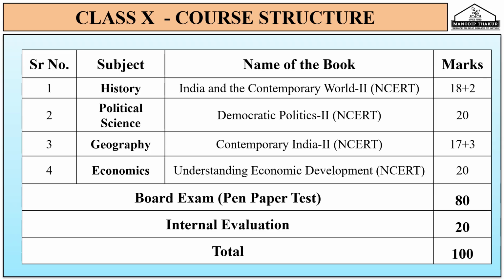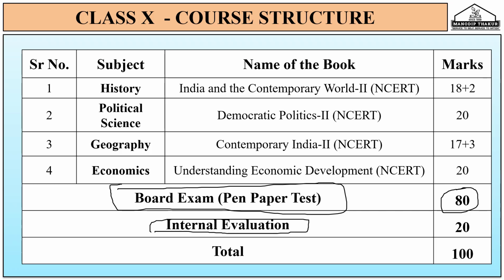The course structure for class 10 in 2026-27 will be like this: the student has to appear for the board examination, that is a pen and paper test of 80 marks. At school level there will be an internal evaluation of 20 marks, and 80 plus 20 is 100 marks. The 2026-27 social science course structure will be entirely of 100 marks.